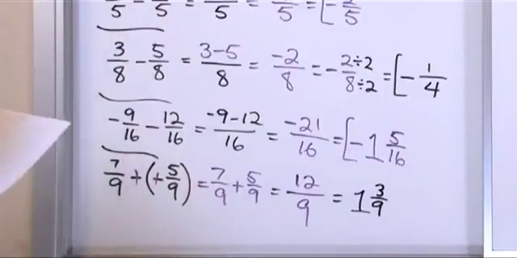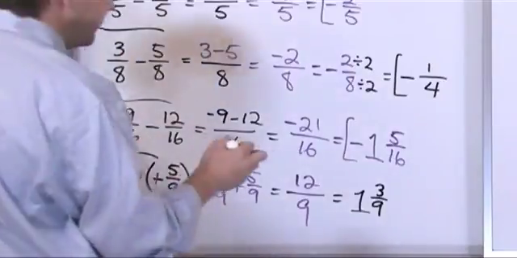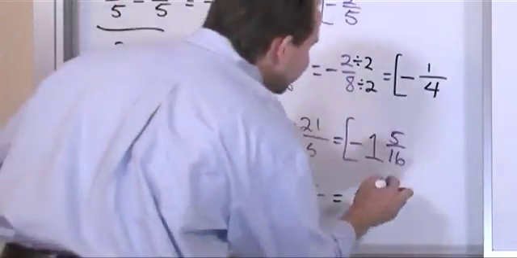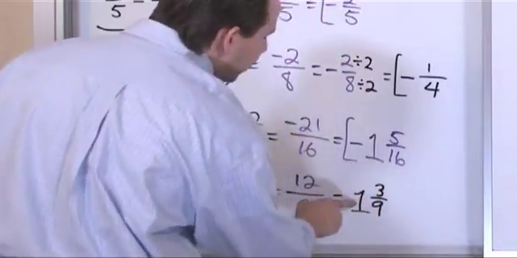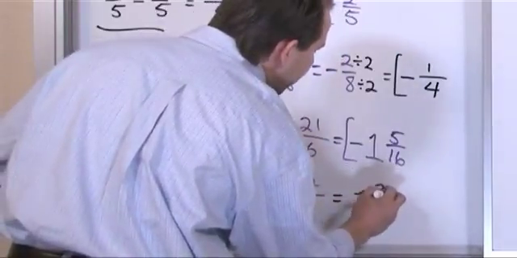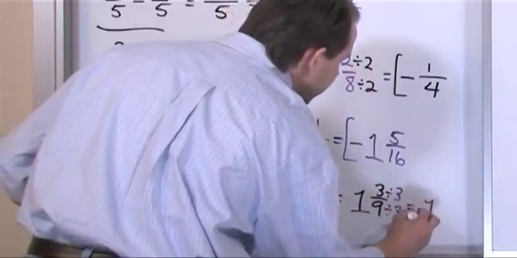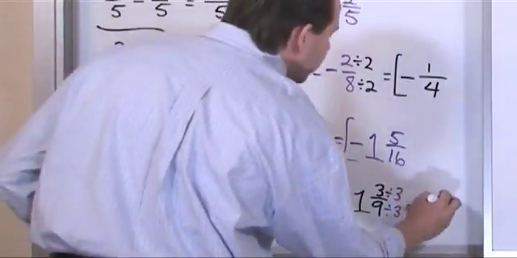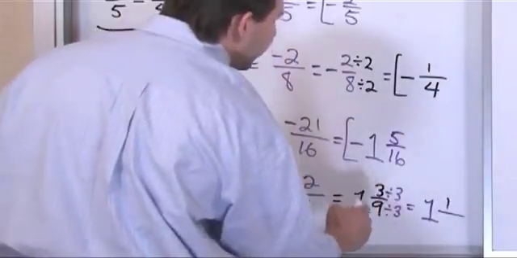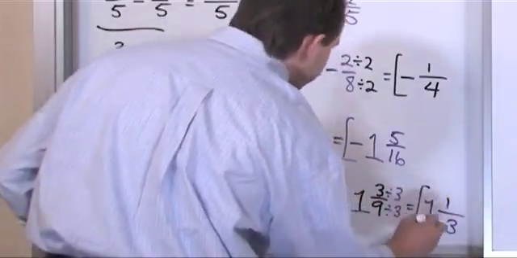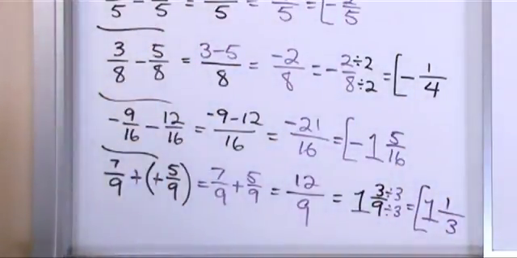I could circle that, but it's not quite simplified because, when you think about it, for the fraction, forget about the 1, I can divide the top by 3 and the bottom by 3. 3 divided by 3 is 1. 9 divided by 3 is 3. So 1 1/3. That's going to be the answer there.